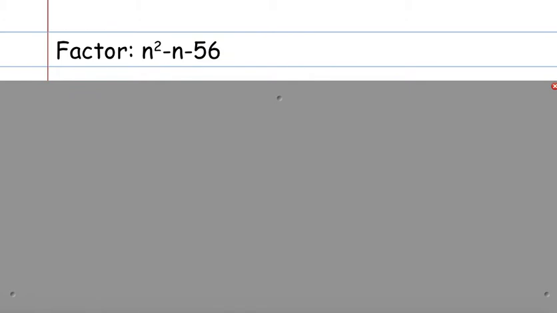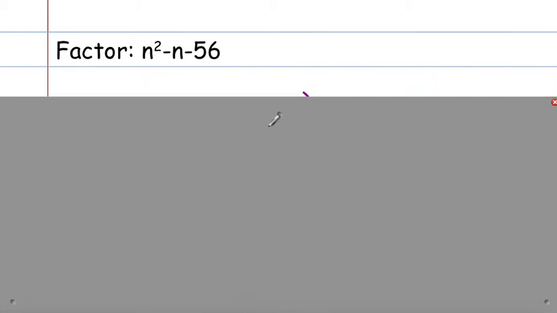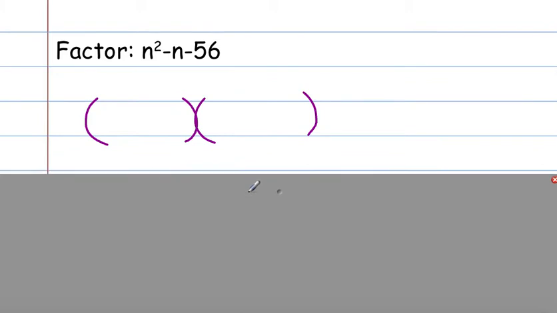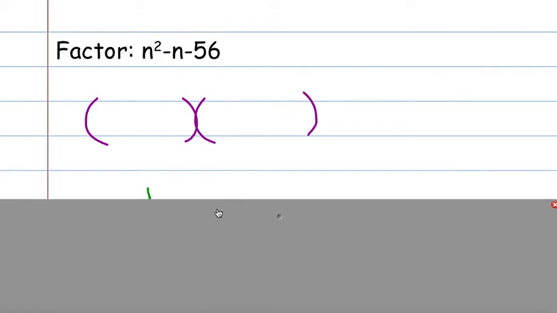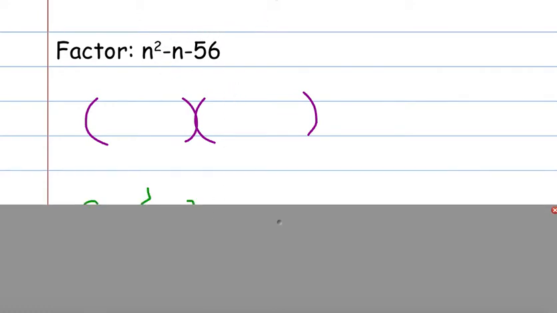So this is the last solo factor problem, and then we have one challenge problem together. So we have n squared minus n minus 56. Like we've been doing, we want to find the two binomials that are going to factor this expression right here. So we have a trinomial, and what we want to start with is what two factors will give us 56.